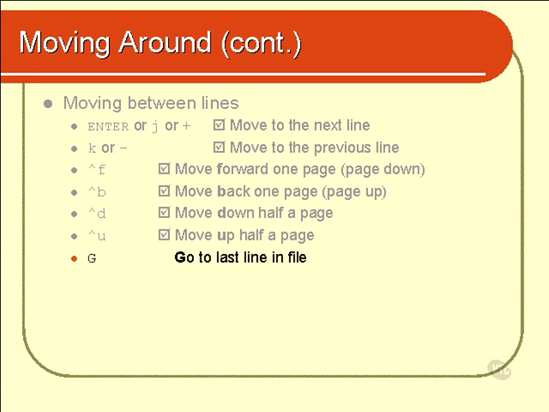Next we have capital G, which when used by itself simply means go to the last line in the file. However, you can also use capital G prefixed by a number. If you use the number 1, it means go to the first line in the file, or if you use any number n, go to line n in the file. So let's have a look at that.